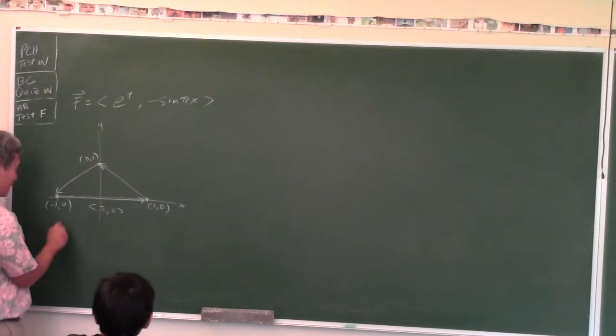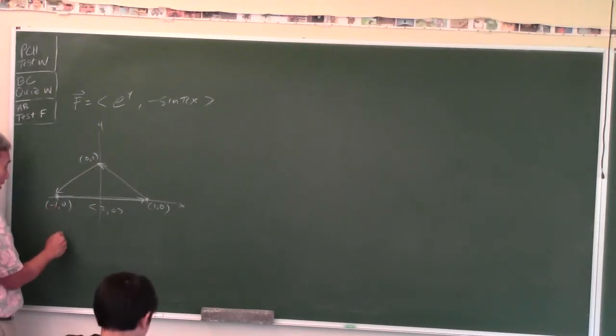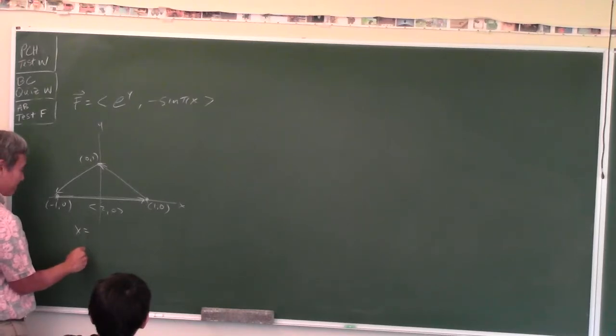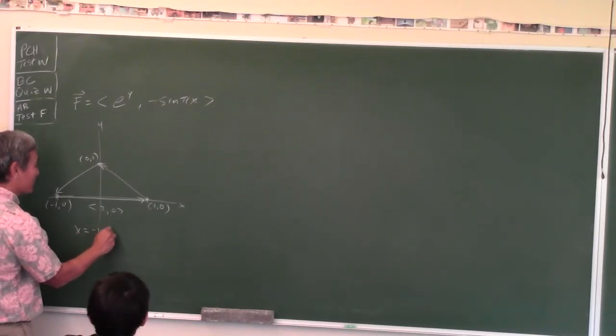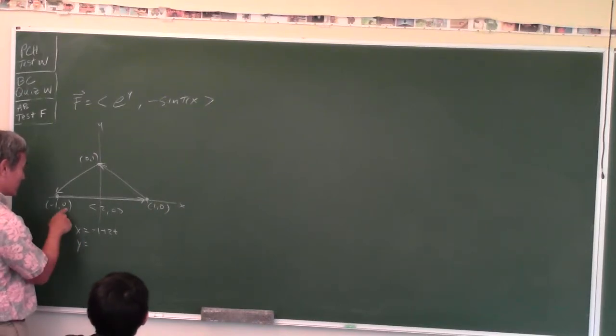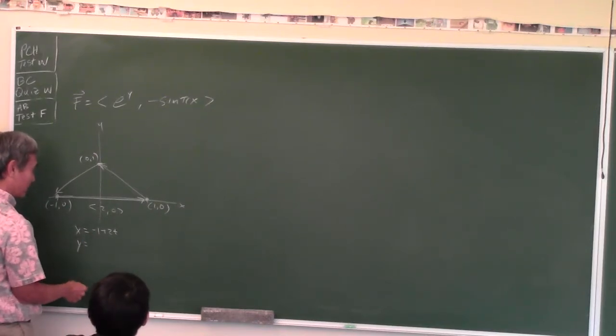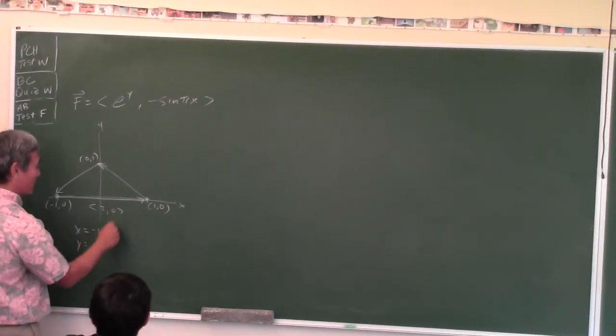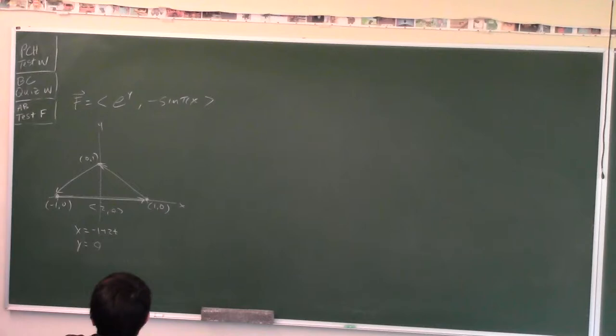2, 0. If you use this as the starting point, then what is it? X equals negative 1 plus 2t. Y equals 0 plus 0t, so 0. Of course y is zero, because there's no y. It's always zero, because when the particle is traveling on this segment, the y-coordinate is always zero.